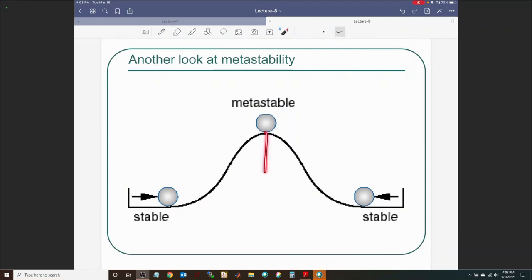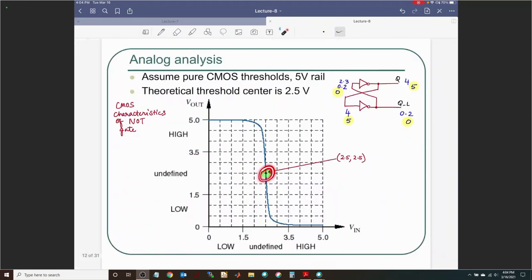When you were at the top of the mountain, the knife's edge, our input was 2.5, everything was 2.5, and we were fine. It was stable under the condition that everything has to be 2.5. But the moment something changed, you came down this way or you went down that way. You were actually metastable here because there were lots of constraints. So this is your metastable state. This is your stable state, or this is your stable state.